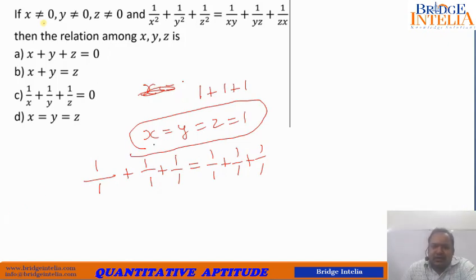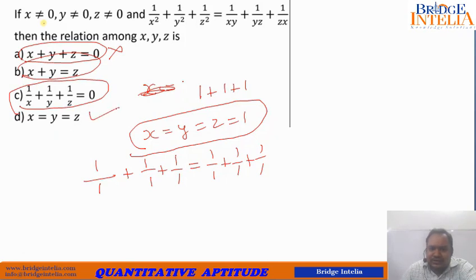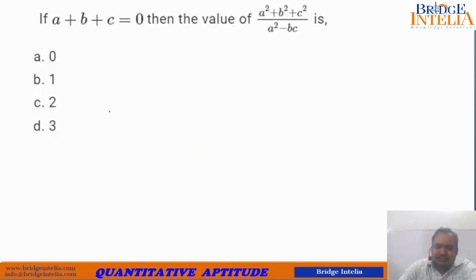So this choice of dummy values is actually a correct choice. Now let's see which of the given options fits the description of these dummy values. This is obviously not correct. 1 plus 1 plus 1 is not equal to 0. Similarly, this is also not correct. This is also not correct. The only correct option is D.